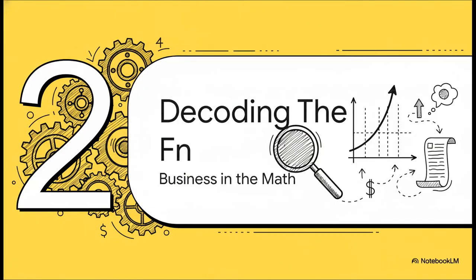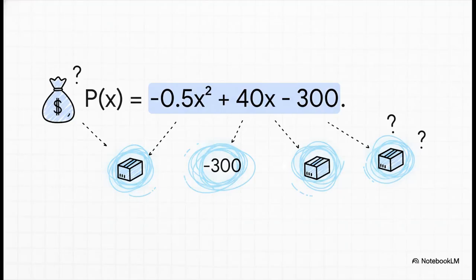Okay, so now for the fun part. Let's actually tear apart one of these profit functions and see how each piece of the equation tells a part of our business story. This is where the abstract numbers start to build a real narrative. All right, let's dive right in. Here is the model we're going to work with today.